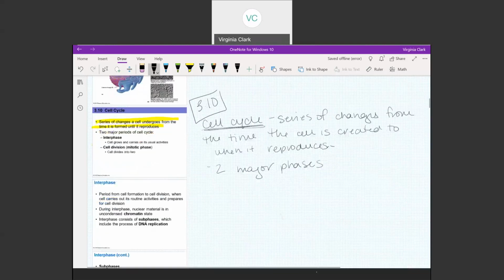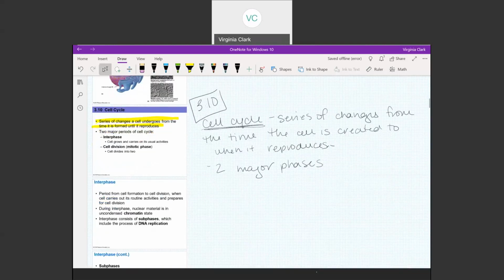You're going to have one called interphase. And interphase is where you are doing normal cell life. Everything is just kind of happening. You're growing, you're going through normal development, just kind of doing its thing. And then you're going to go through phase 2, which is going to be cell division. And this is where the nucleus will come into play. So this is where you'll actually divide into 2 cells.